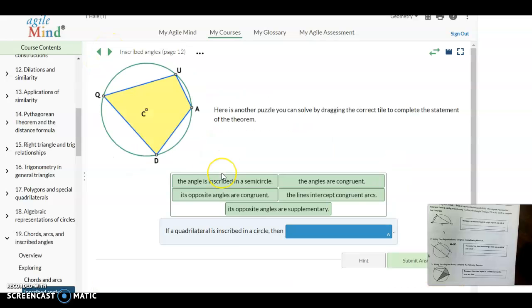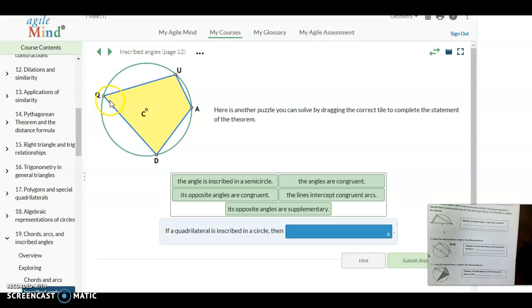All right, let's look at the last one. It's a quadrilateral that is inscribed in a circle. I know it's inscribed because all 4 of its vertices are on the circle. It says, if a quadrilateral is inscribed in a circle, then what do we know to be true? This one's a little bit tricky, so let's talk about this for just a moment.